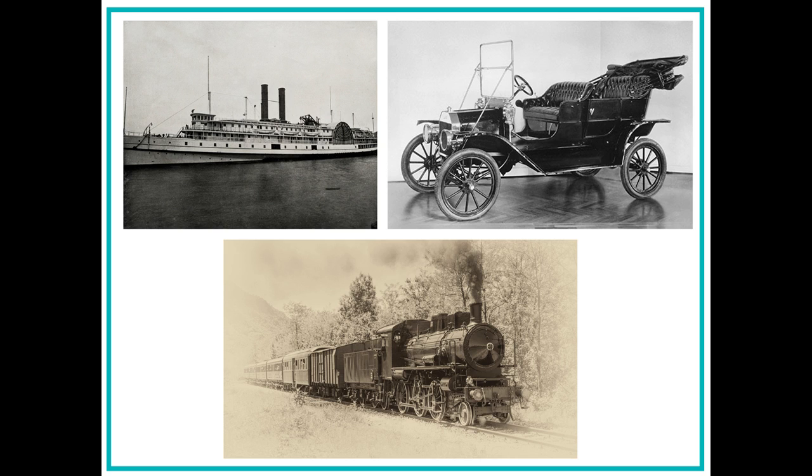Before the Industrial Revolution, people usually walked or rode a horse. After, they were able to ride trains, steamboats, or drive cars. This made travel a lot faster and easier.